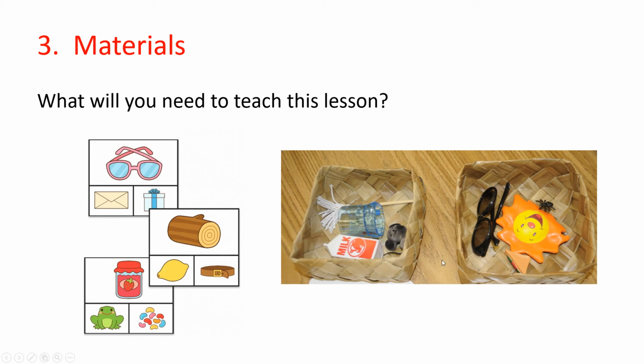Here's another bit of materials that I could use for this. I could have objects and then two baskets, and I could ask students to put the things that start with m in this basket and the things that start with s in this basket. We have a spider, the sun, sandwich, sunglasses. We have milk, a mouse, and a mop, and I'm not sure what that is. Okay, you get the idea. Materials are important, so find good ones.